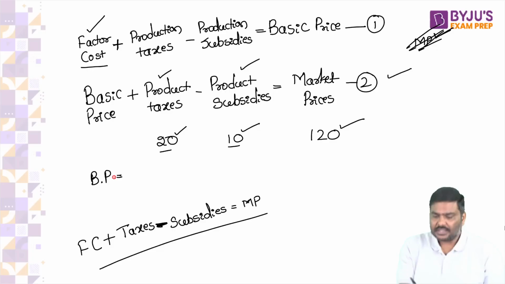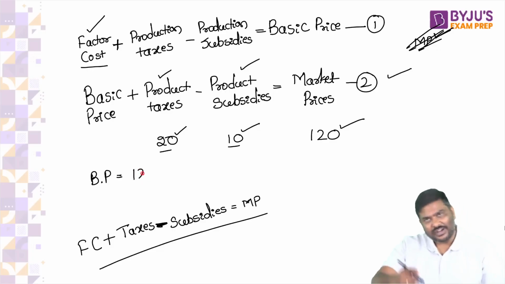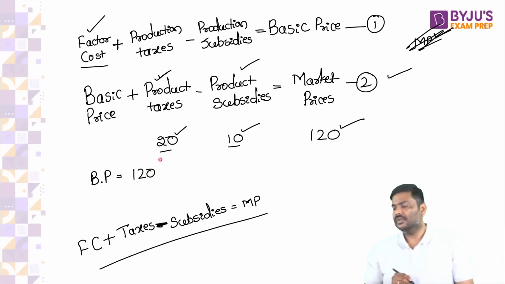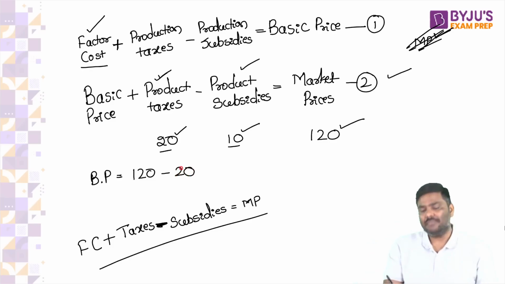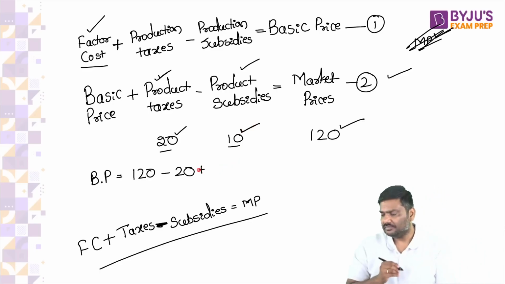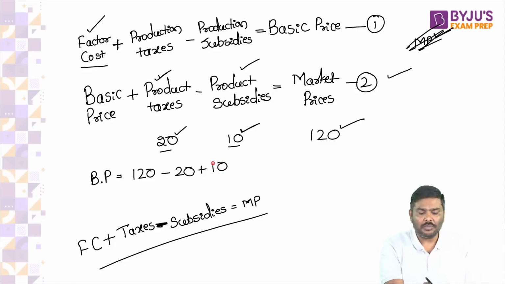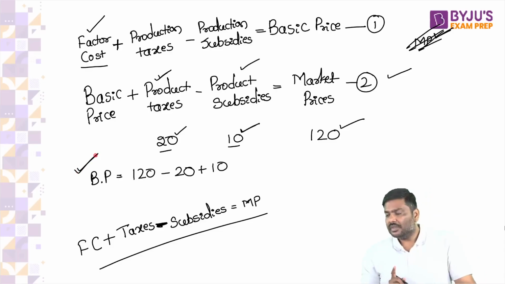120 rupees. This is plus 20. If I transfer it to the other side, will it become minus 20? Minus 20. And this is a minus 10. If I transfer it to the other side, will it become plus 10? Any problem with the formula here? Please do let me know.